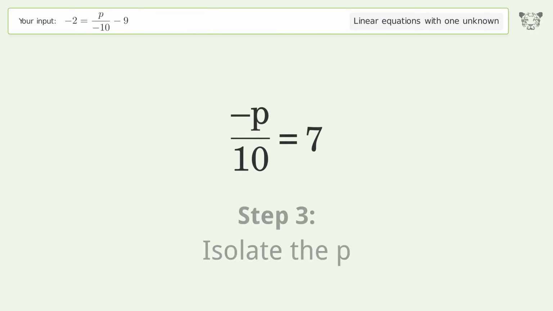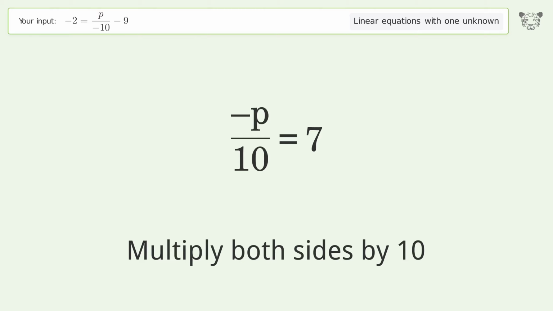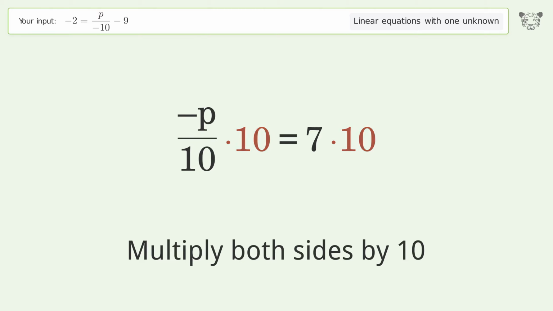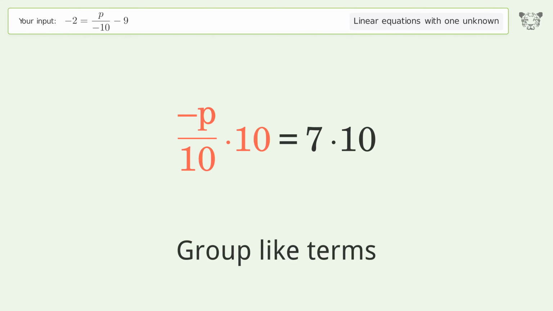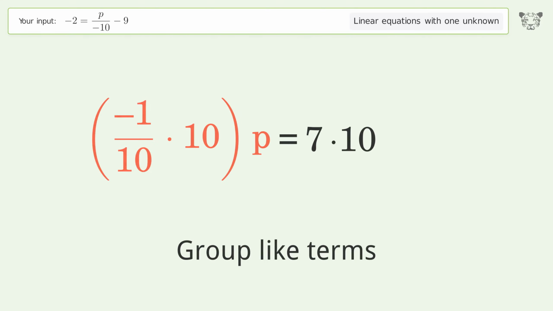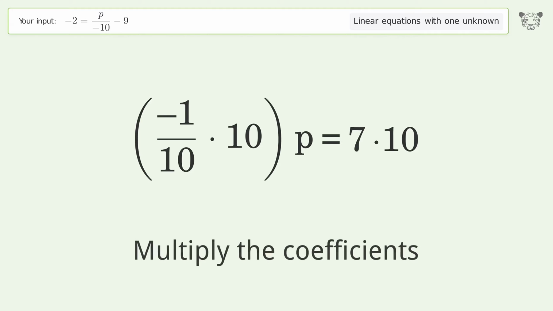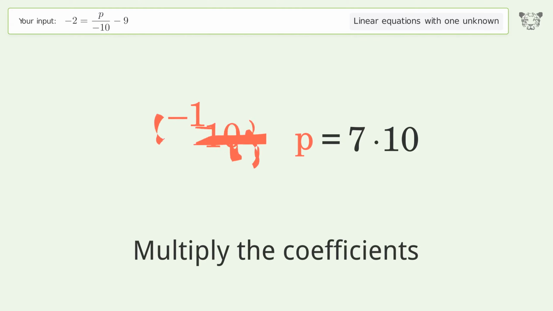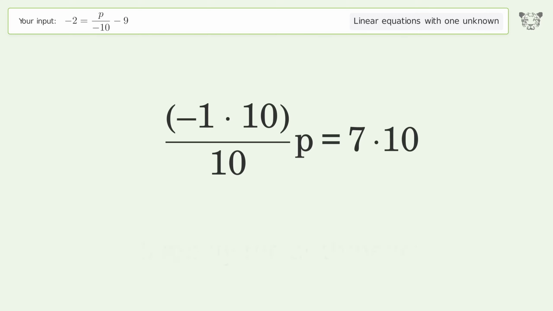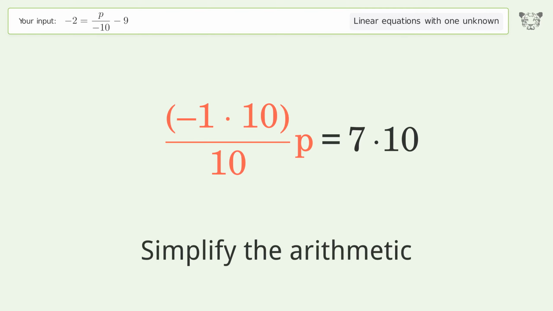Isolate the p. Multiply both sides by 10. Group like terms. Multiply the coefficients. Simplify the arithmetic.